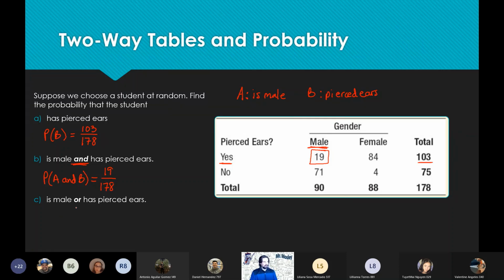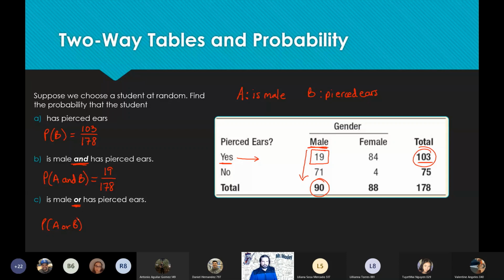Part C here says is male or has pierced ears. That's P of A or B. So either of these two things can occur to be counted. So that means we count all the males, because is male is one event, and we count anyone with pierced ears. So we look at this row and this column, right? We have a total of 90 and 103. We're counting everything that is male or has pierced ears. They all count.